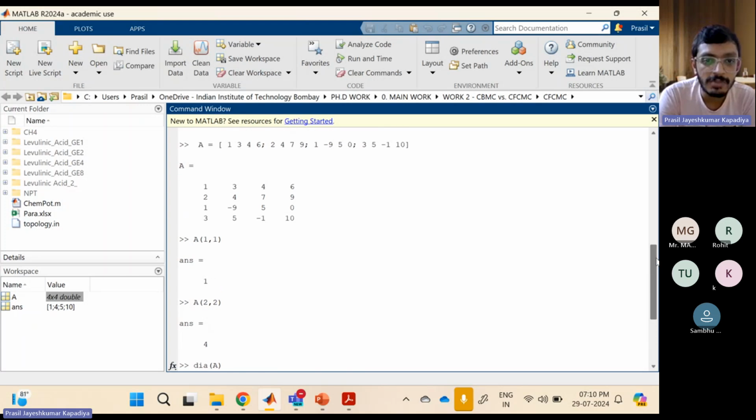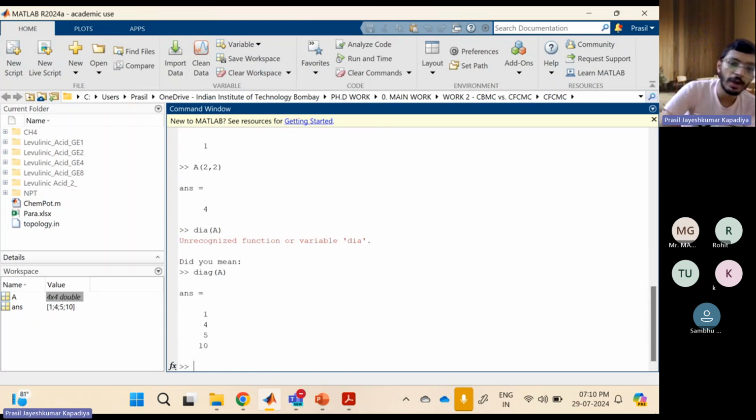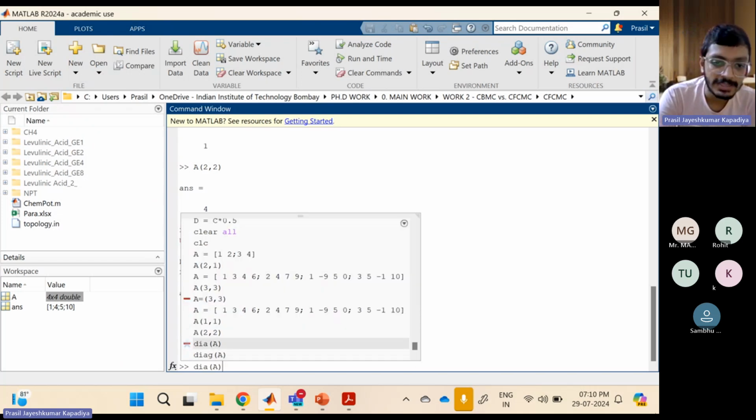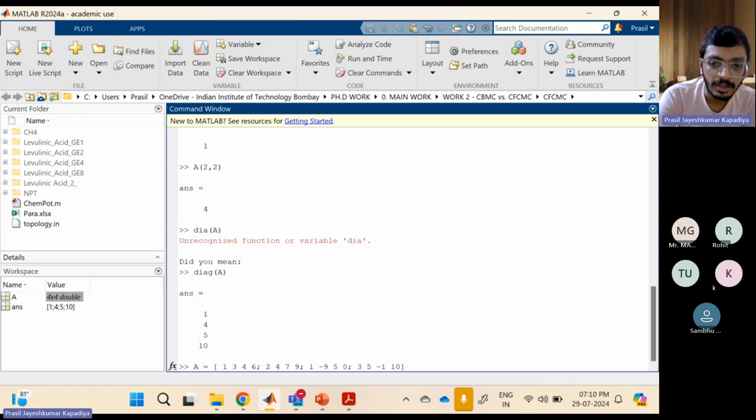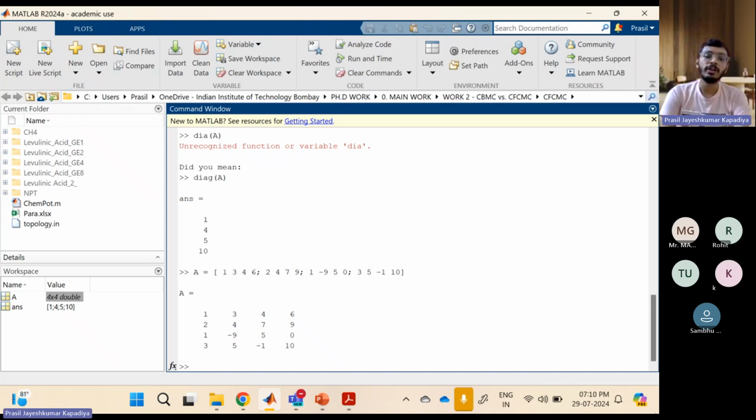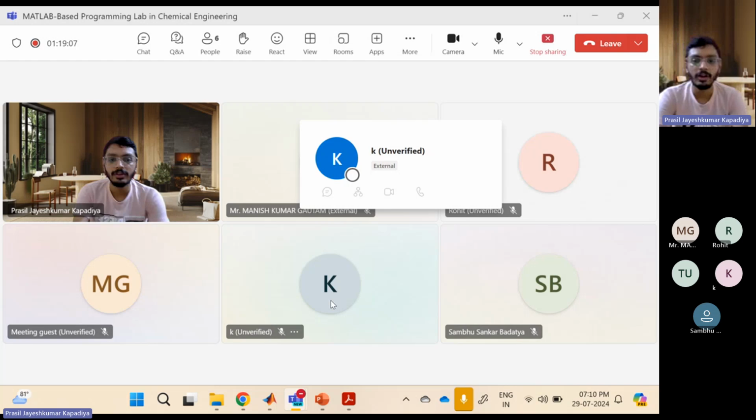So what were the diagonal elements? 1, 4, 5, and 10. So this is 1, 4, 5, 10. These are your diagonal elements of your matrix A. Is this correct? Okay, let's again go to our matrix A. Let's say I want my last column, all last column. How can I do it? Anyone know it?